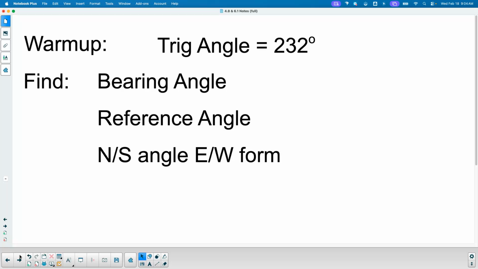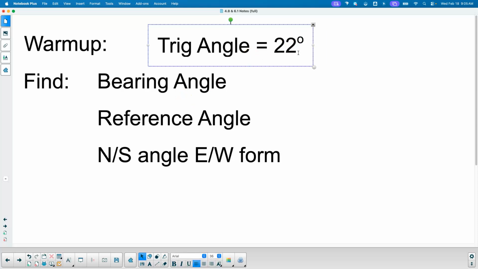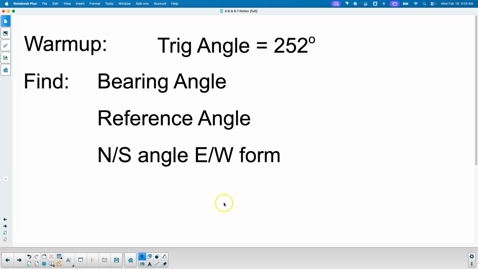Okay? With that being said, I want to change up this angle. Hold on one second. There we go. Okay. So given a trig angle of 252 degrees, I want you to find the bearing angle, the reference angle, and the north-south angle, east-west form of the angle.